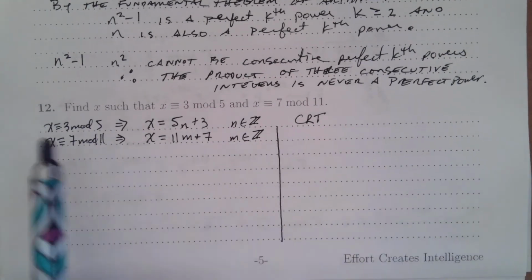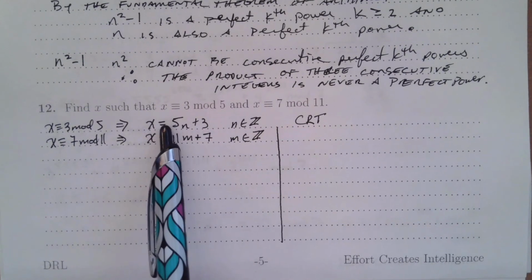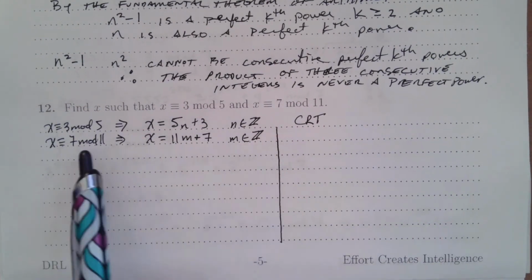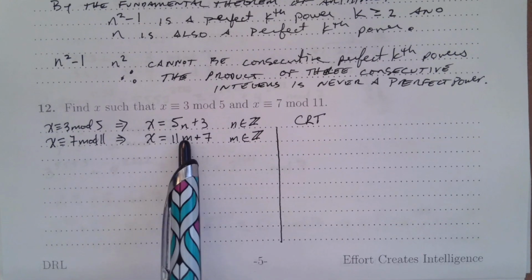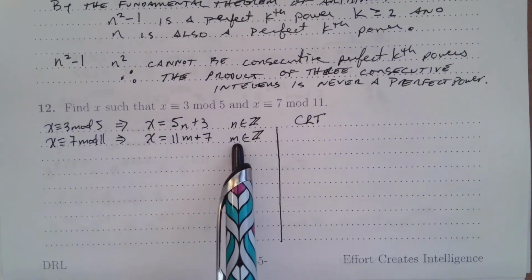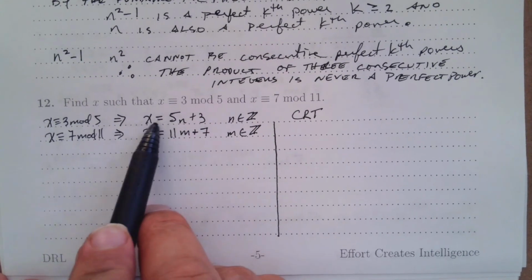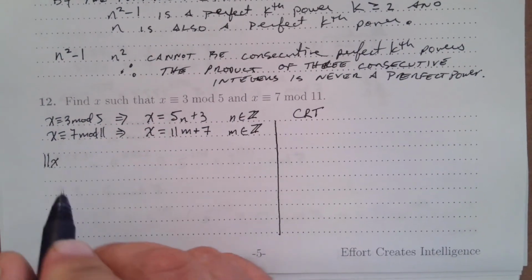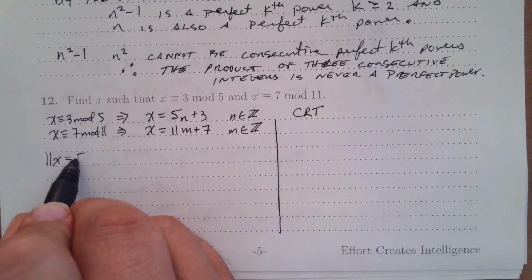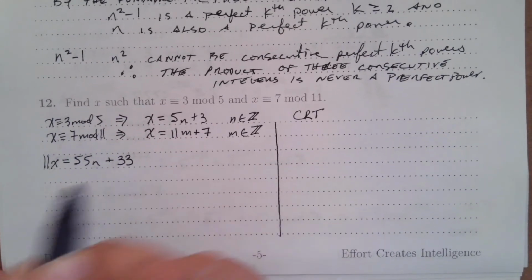theorem. Right? So once again, x equivalent to 3 mod 5 really means that x is equal to 5n plus 3, and x equivalent to 7 mod 11 really means x is equal to 11m plus 7, where n and m are integers. Okay, so if I take this equation, multiply this by 11, we can say that 11x is going to be equal to 55n plus 33.